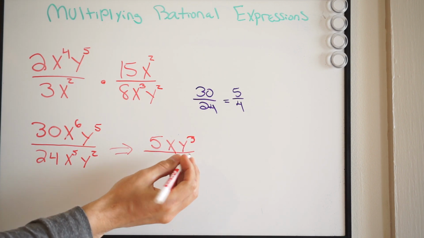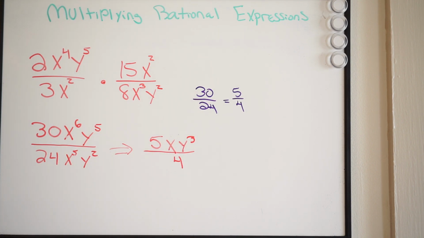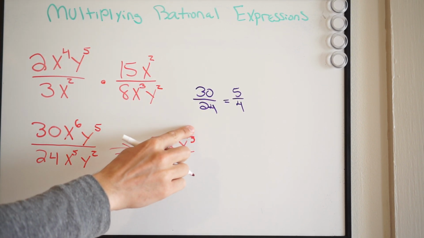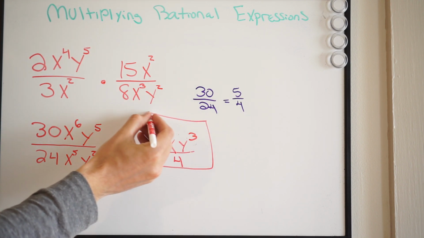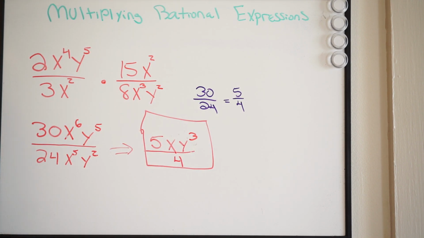Let's move this 4 right to the middle. And this problem is now complete. So we have 5x y to the 3rd all over 4. This would be your final answer. I'm just cleaning up that 3. And that's it. Let's try another example here.